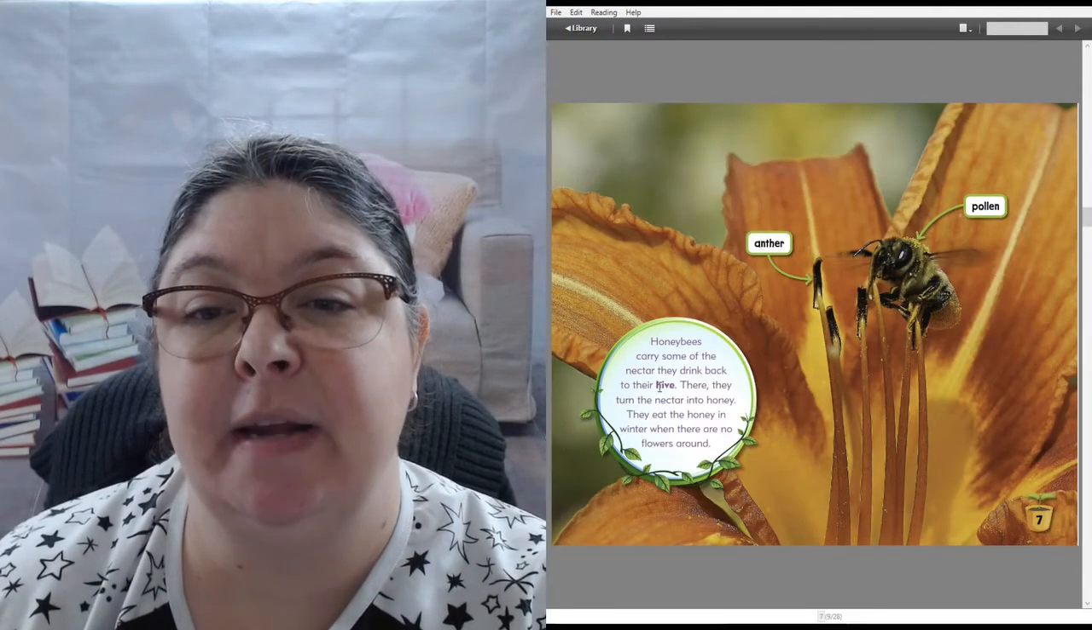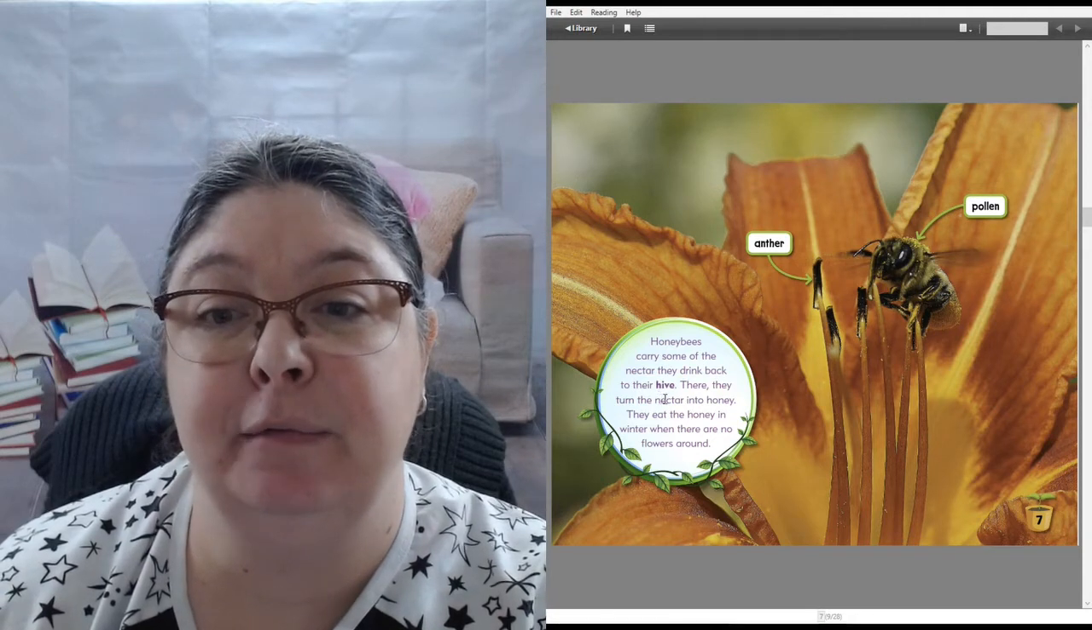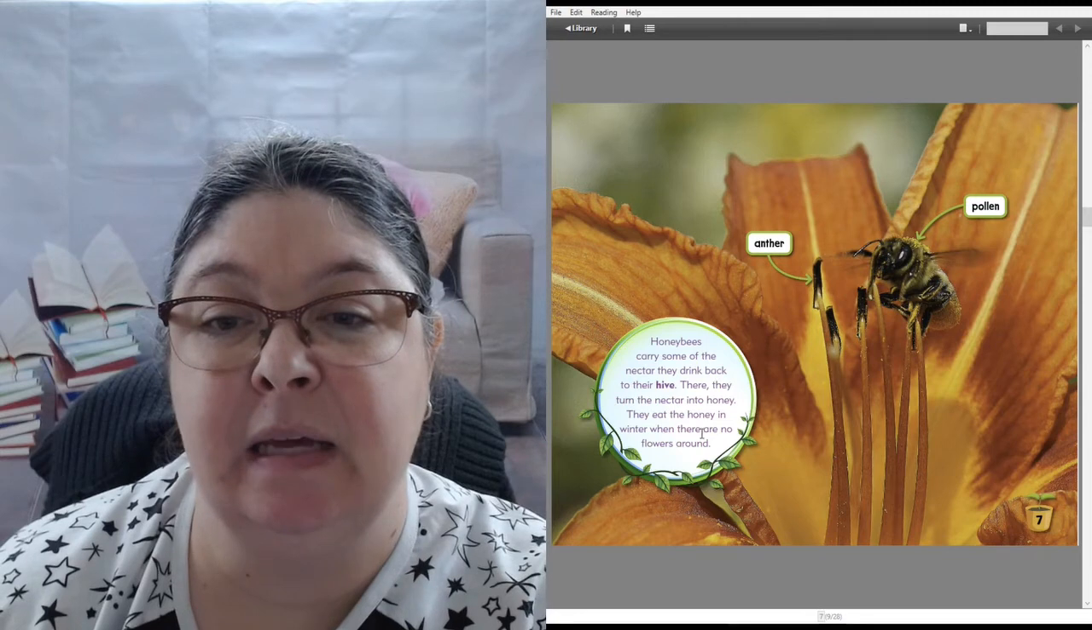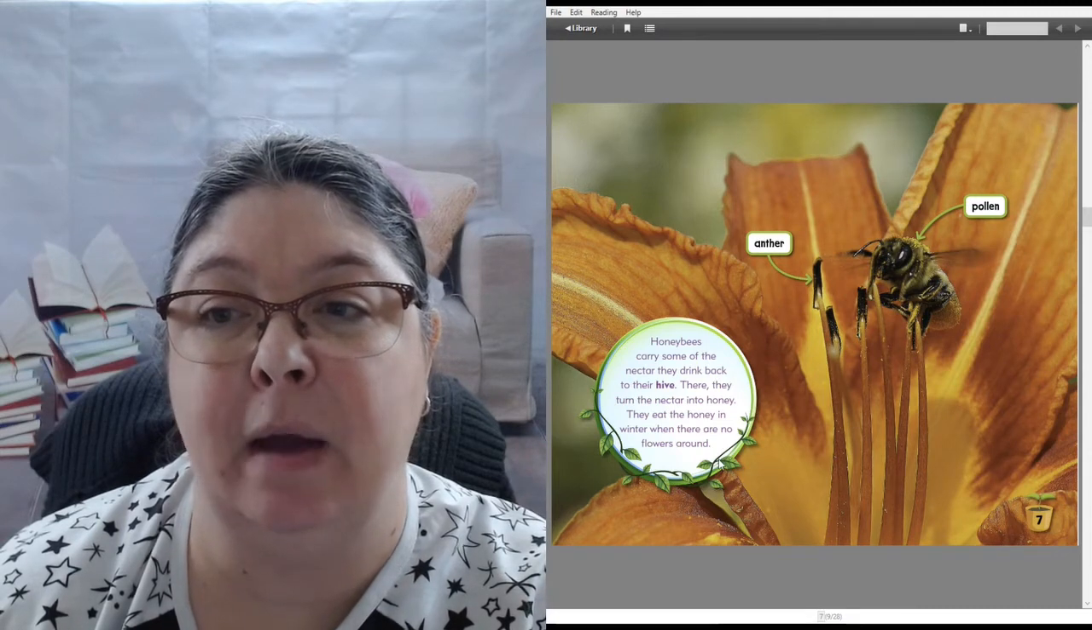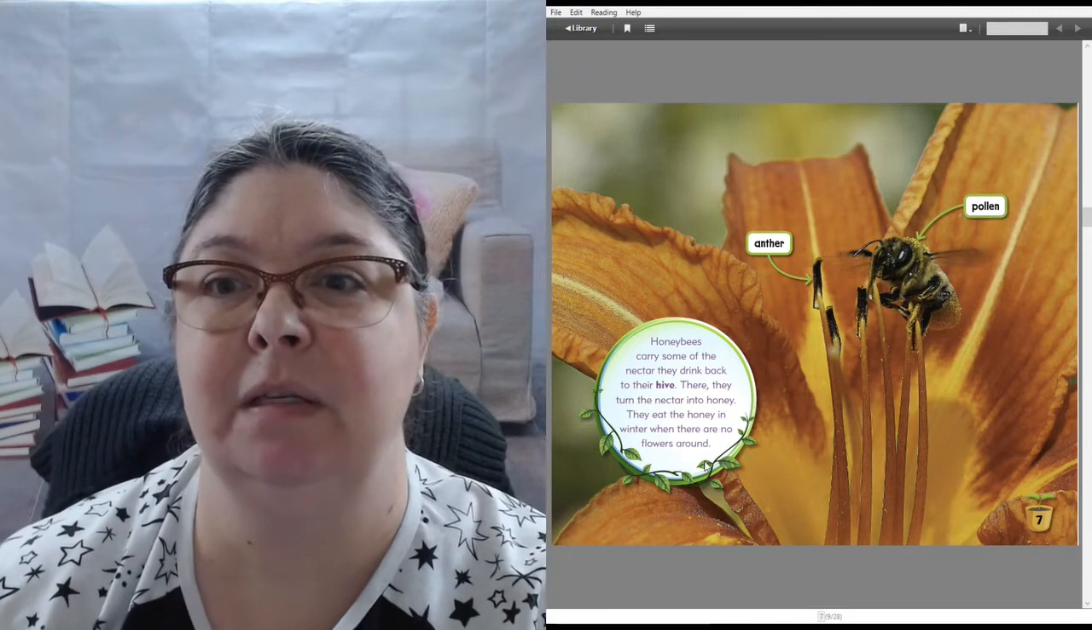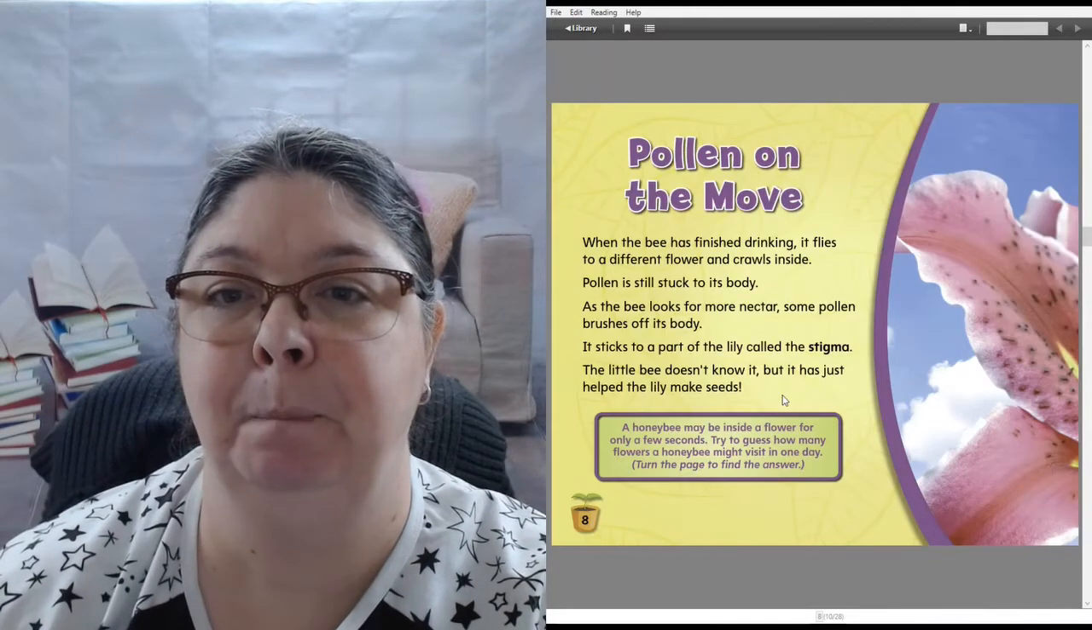Honeybees carry some of the nectar they drink back to their hive. There they turn the nectar into honey. They eat the honey in winter when there are no flowers around. So they store it up for winter. They save it. Good idea.